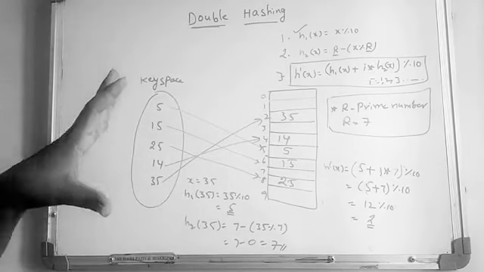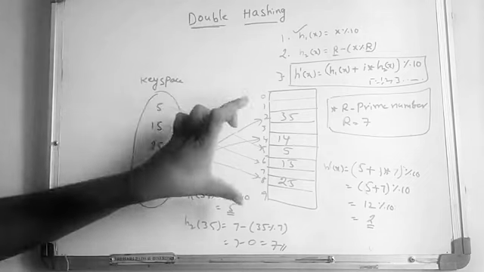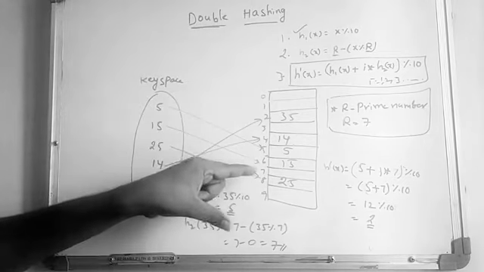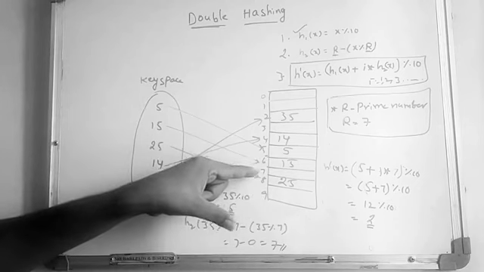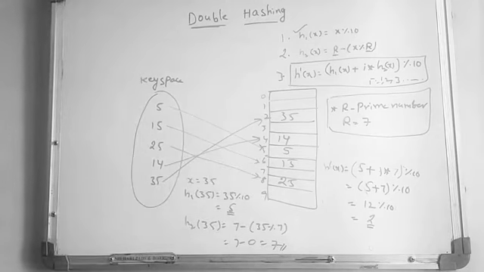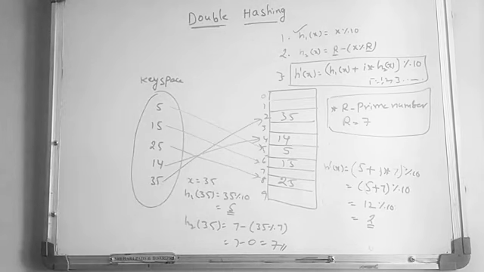Suppose the table size is 20. If the table size is 20, what is the highest prime number below it? 19. Okay, take the R value as 19. Like that, depending upon the table size, from the bottom take the highest prime number, or the next prime number, then assign that value to R. Okay, so this is the procedure of the double hashing method.